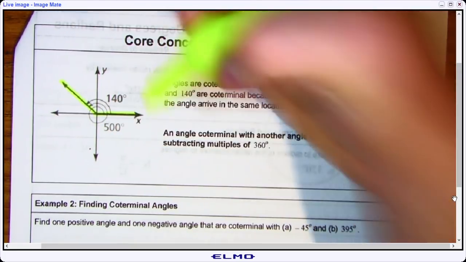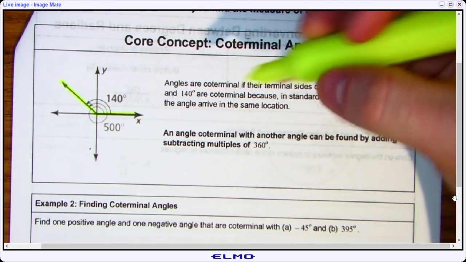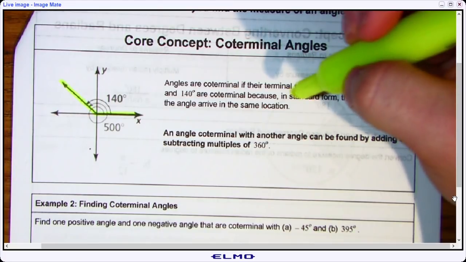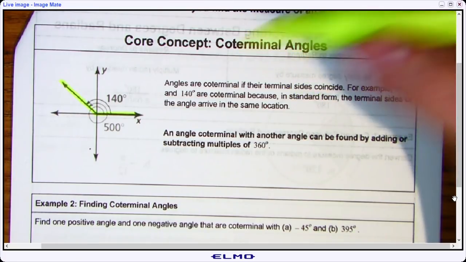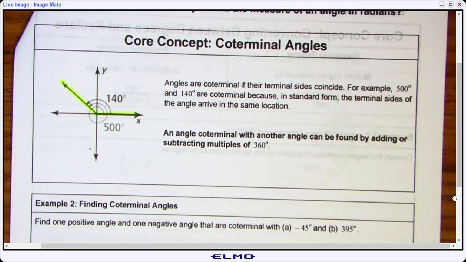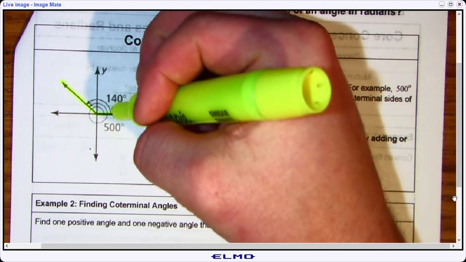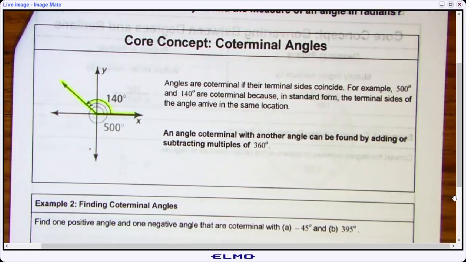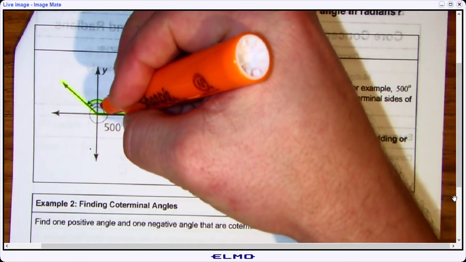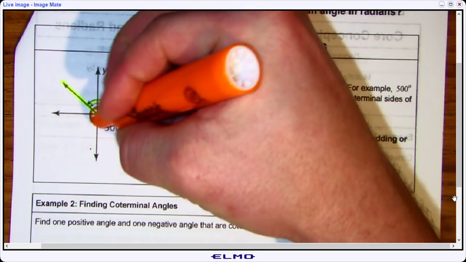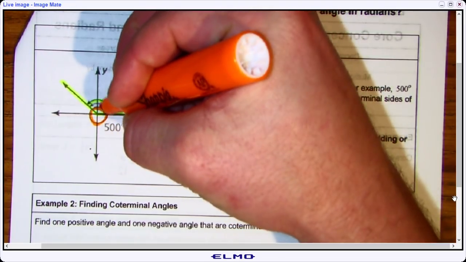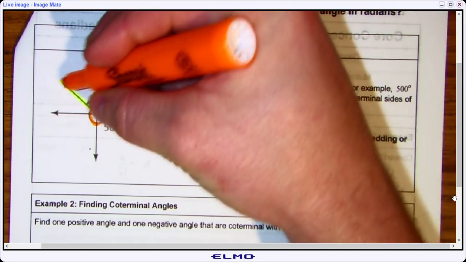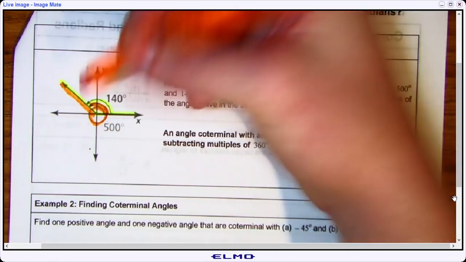So, for example, 500 degrees and 140 degrees are coterminal because in standard form, the terminal sides of the angle arrive in the same location. Just a fancy way of saying, if we start here and go 140 degrees, we end up with this angle. But if we go 500 degrees, that would be starting here, going all the way around 360 degrees, then another 140, we end up with the same angle.